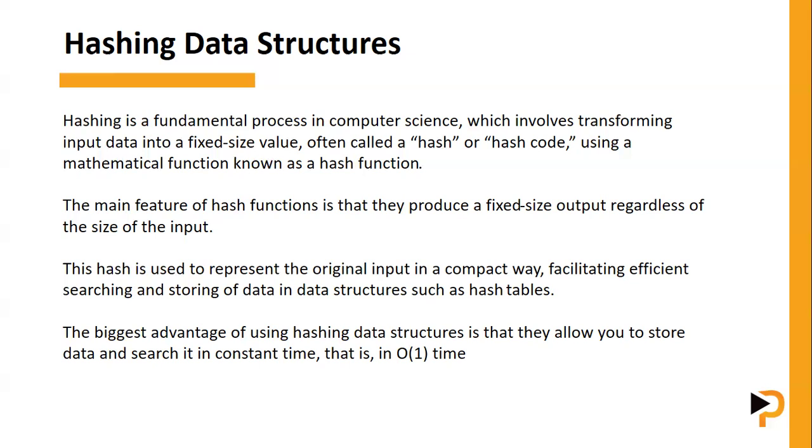Now the main feature of a hash function is that it produces a fixed size output regardless of the size of the input. It doesn't matter whether your first input is an array, the second input is a collection, or the third is something else. What they do is convert that input into a fixed size output. That function which is responsible for converting the input into the fixed size output is called a hash function. So this hash is used to represent the original input in a compact way.